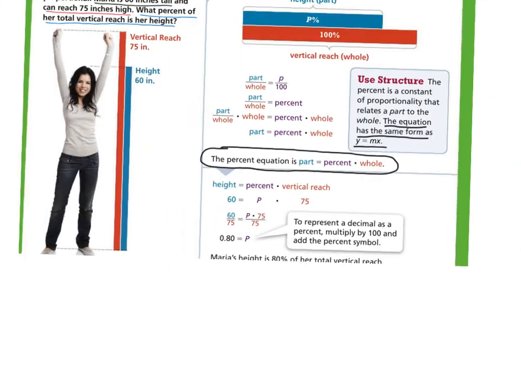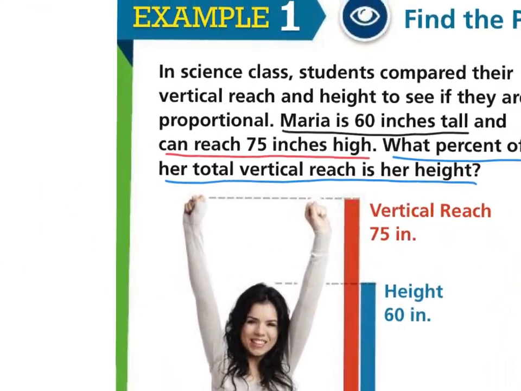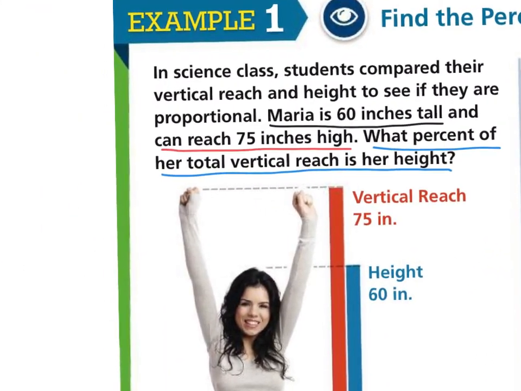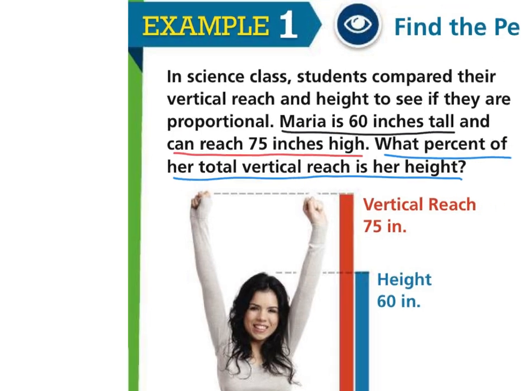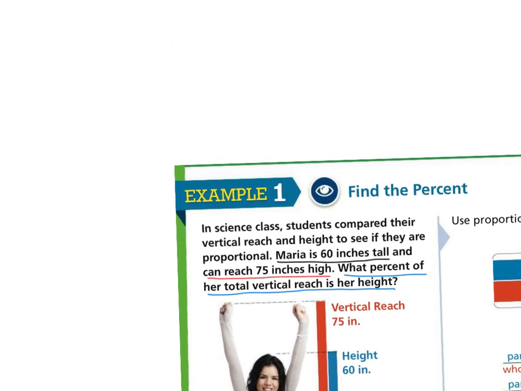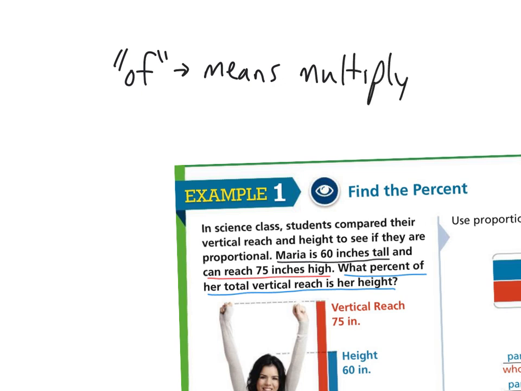One other thing, as you do these problems that might make it easier than just memorizing that formula, is if you just remember two things when you do these problems. If you see the word of, that means multiply. And if you see the word is, that means equals. So of means multiply, is means equals.